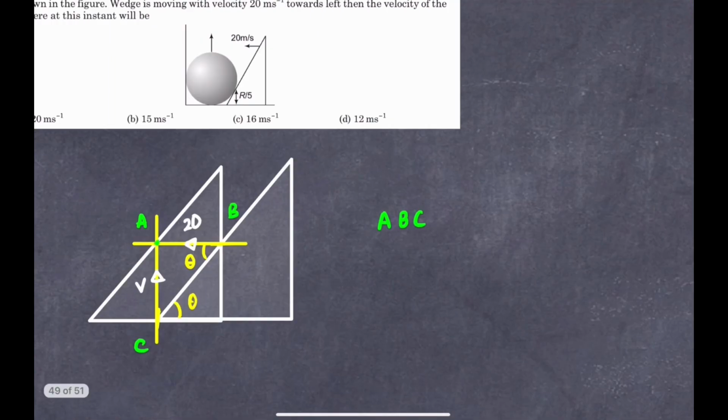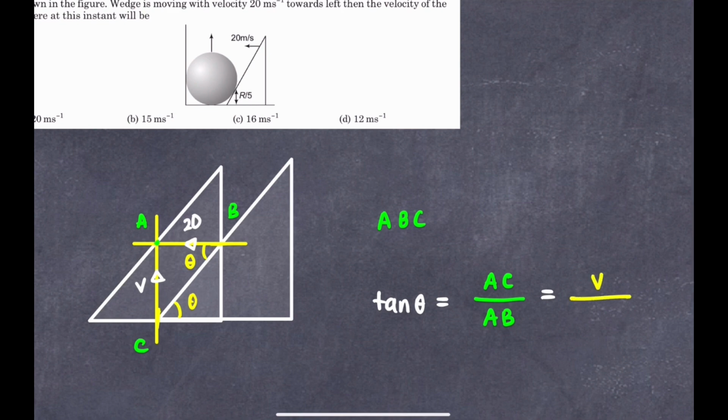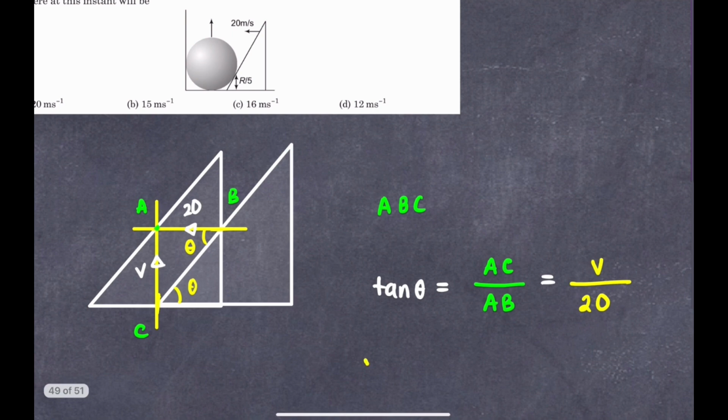From trigonometry I can write that tan theta will be equal to AC over AB. Along the side AC we have plotted V, and along the side AB we have plotted 20 meter per second. Substituting, the upward velocity of the sphere V will be nothing but 20 times tan theta. Now we have to calculate this theta.